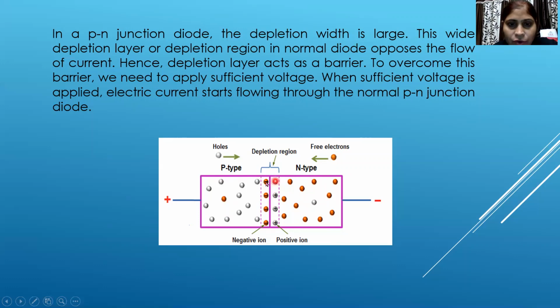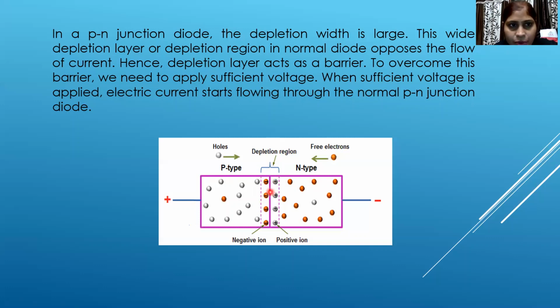So some of the electrons get recombined, and in the vicinity of the junction, ions are created. So this junction is depleted of mobile charges. Hence this creates a depletion layer, and this acts as a barrier.